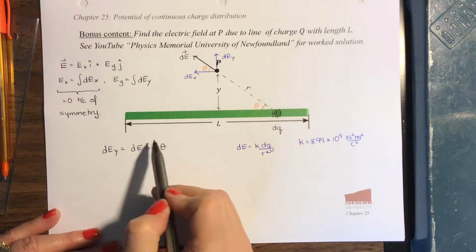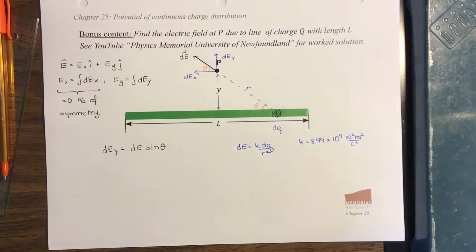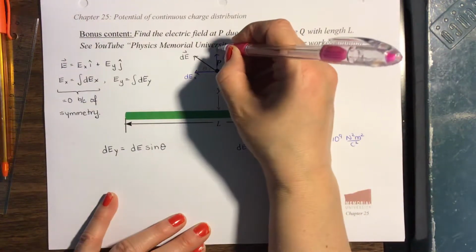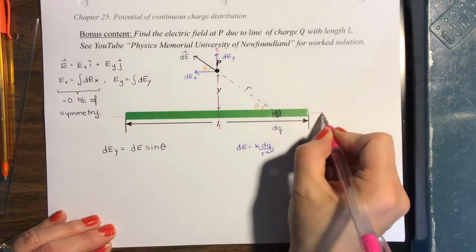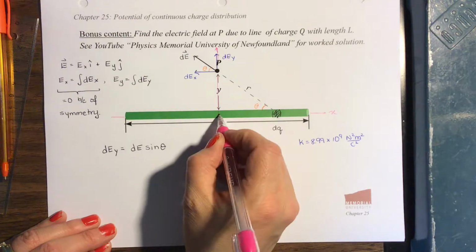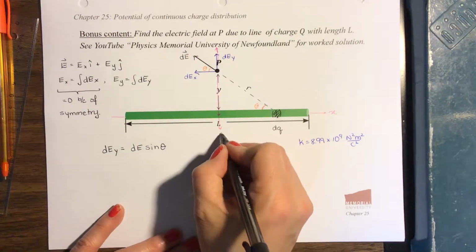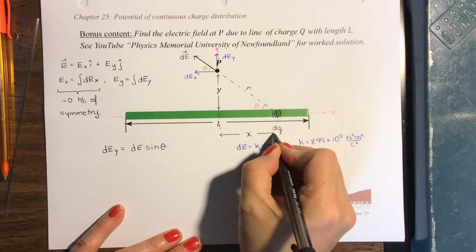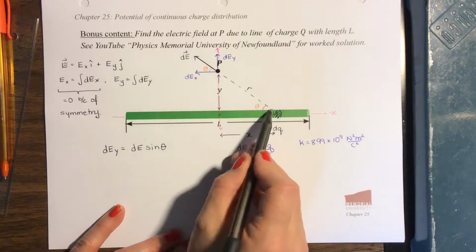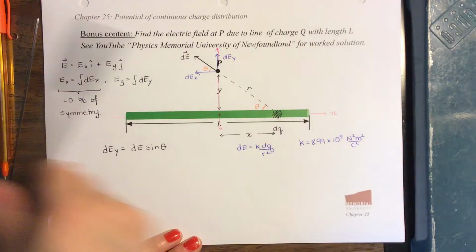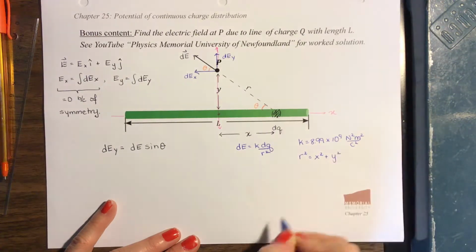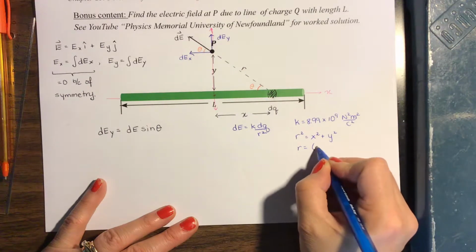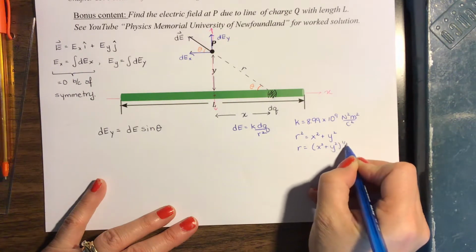This distance is y. Let's put in a coordinate system. So let's put our y-axis here. Let's put our x-axis here. So here's our origin right here. Then from the origin to our little bit of charge, that distance is going to be x. So r is the hypotenuse of a right-angled triangle where the legs are x and y. So r squared equals x squared plus y squared. If you wanted to write down what r was, you would say that r is (x squared plus y squared) to the 1/2. So there's something for r.